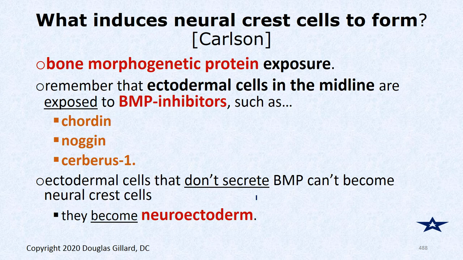Did I skip over that slide? I remember telling you, but I don't remember seeing the slide. Anyway, what induces neural crest cells to form? Oh, I haven't told you yet. We'll do it right here.